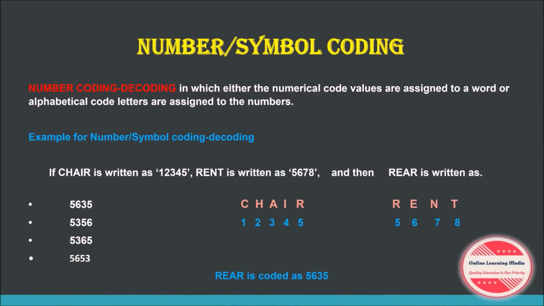Number or symbol coding. Number coding and decoding, in which either the numerical code values are assigned to a word or alphabetical code letters are assigned to the numbers. Example for number or symbol coding decoding: if chair is written as 1 2 3 4 5, rent is written as 5 6 7 8, then rear is written as 5 6 3 5.